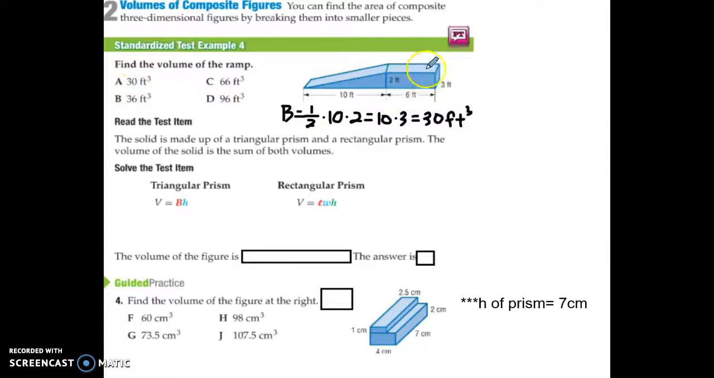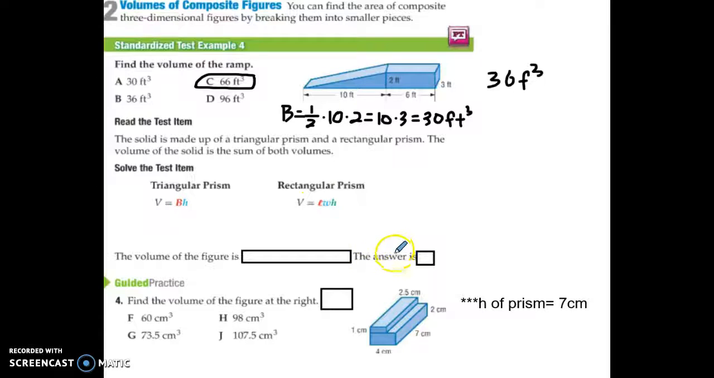I also have this rectangular prism, which for a rectangular prism I just multiply the 3 dimensions. It's 2 tall, it's 6 long, and it's 3 wide. So to find the volume of that, I do 2 times 6 is 12. 12 times 3 is 36. And again, this is not my answer. I need to add these two together to get my total volume. So 30 plus 36 is 66. So my answer is C right there.